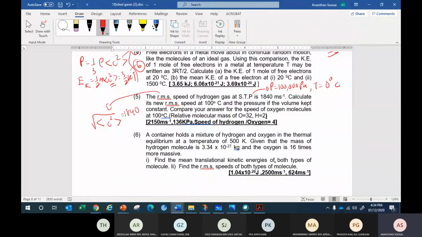Calculate the new RMS speed. How much is the new RMS speed for a different temperature, 100 degrees Celsius? This is 0 degrees Celsius, root mean square speed found to be 1840. For 100 degrees Celsius, what is the root mean square speed? So the answer is 2150.